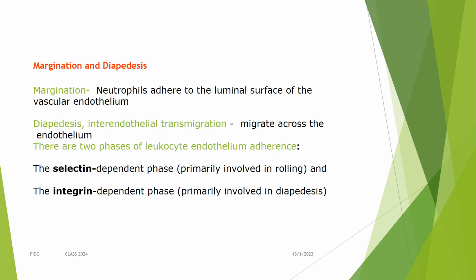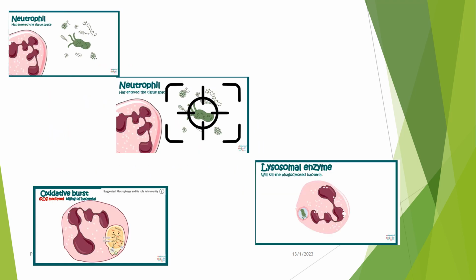Okay, the same is explained here. As I told you, margination is the neutrophil adhering to the luminal surface of the endothelium. Diapedesis is how it migrates across the endothelium. And as I told you, the adherence is by means of two molecules, that is the selectin, E-selectin, and the integrin, that is ICAM1. I will explain this further, wherein you go in for neutrophil.